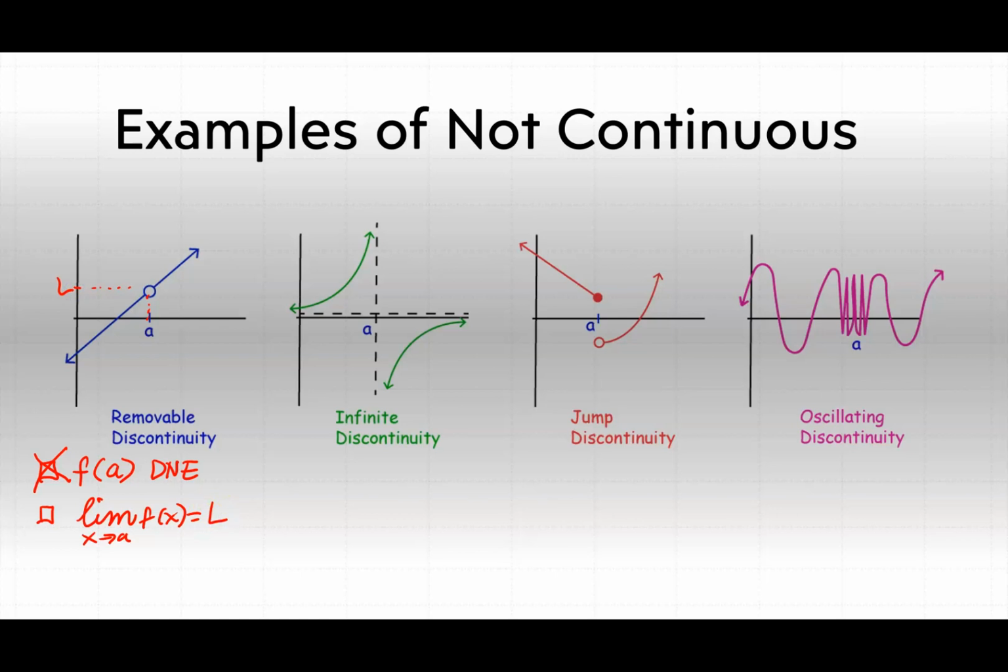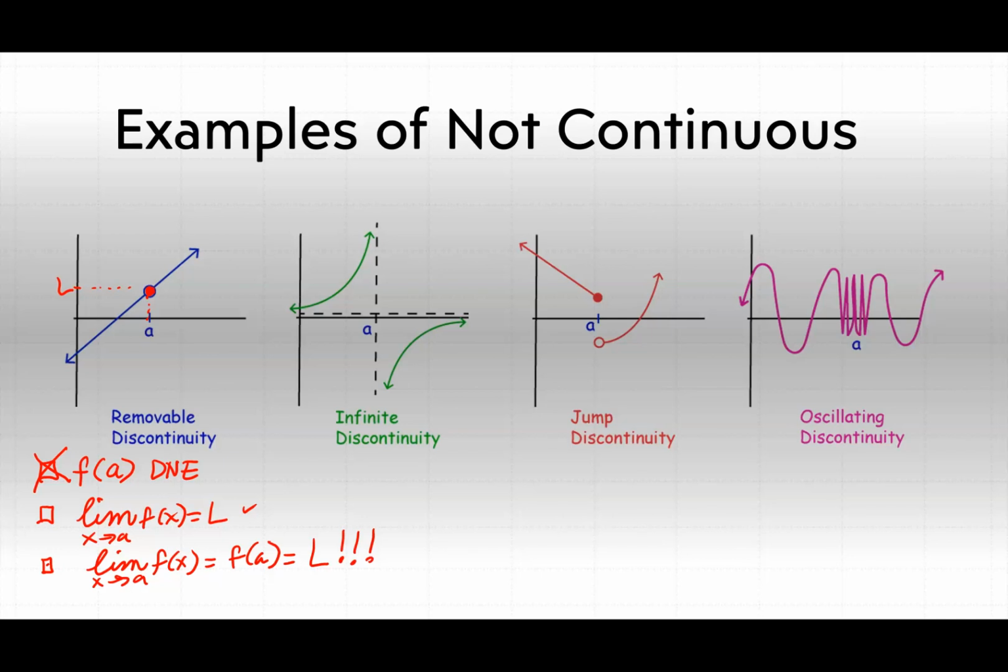There's a limit. Okay, now in order for it to be continuous, we would say the limit of f of x has to equal f of a. In this case, if we can make it equal to L, then it can be fixed. So that's what we mean by removable. This can be fixed. If there's a limit, we can assign the function value to be whatever the limit is, and the discontinuity can be removable.